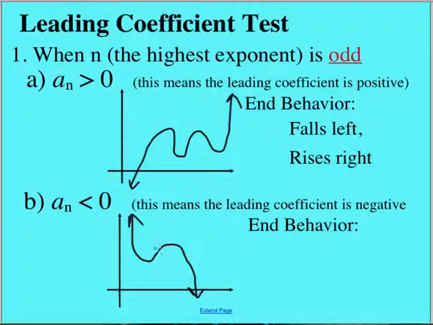Remember, it doesn't matter what's going on in the middle. If you have a leading coefficient that's negative with an odd degree, so to the third or to the seventh, to the fifth, to the ninth, my graph is going to rise to the left and fall to the right. So remember, a negative leading coefficient flips a graph. And so that's why the end behavior changes from direction to direction.